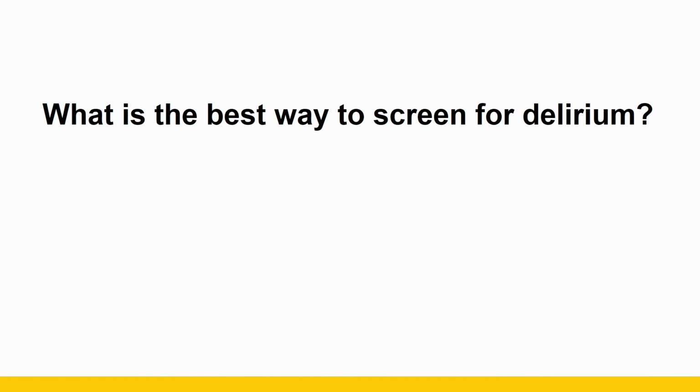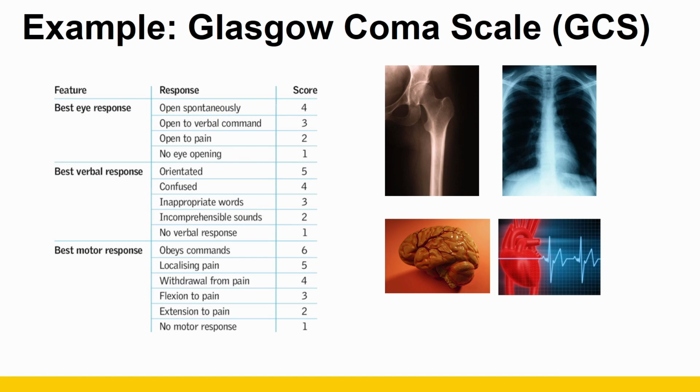So what is the best way to screen for delirium in the emergency department? What type of instrument can we use to identify delirium? There are similar instruments that are designed to measure mental status. Let me give you one example. The Glasgow Coma Scale, or GCS, is designed to measure mental status, but this instrument was designed to identify severe head trauma. Although this is a great tool to use during trauma, it is not the best fit to identify delirium.